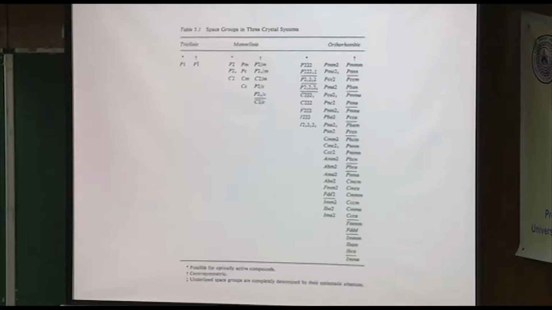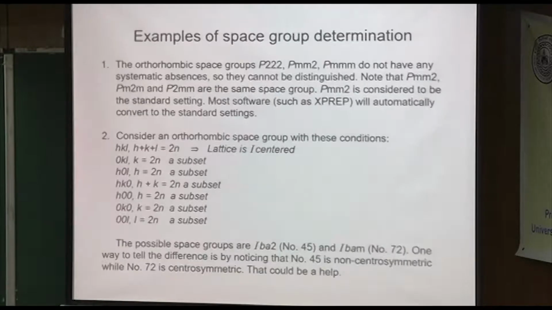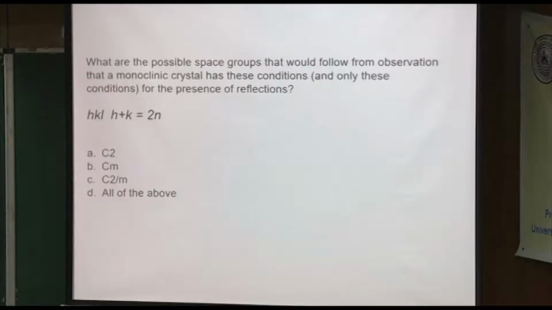They're not underlined. They will all have no conditions except for the lattice centering condition alone, which is H plus K is even for all HKL. So those three are ambiguous, you don't know. But they are different in that C2 is chiral, Cm is non-centrosymmetric, C2 over M is centrosymmetric.